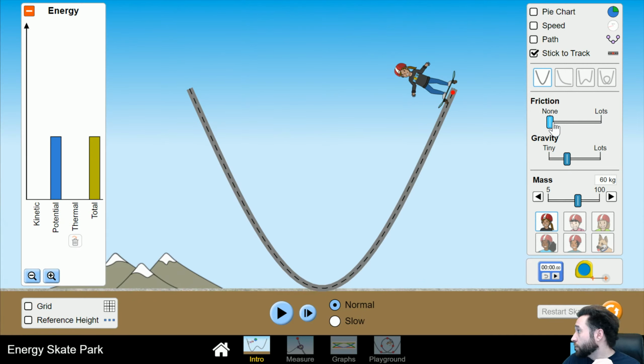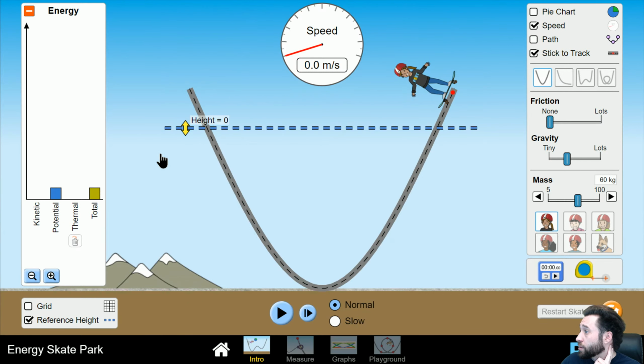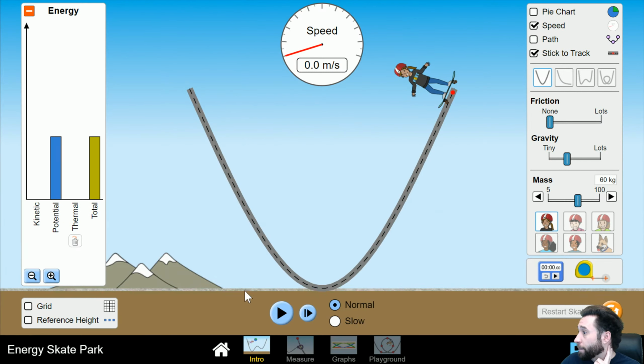All right, so friction is off. Stick to the track. Put the speed up there. All right, so when I hit play, what I want you guys to see, so the reference height, yeah, okay. So the total amount of energy will not change. But when I hit play, you'll notice that the amount of potential energy, in this case it's gravitational potential, will be converted into kinetic energy, which is the energy of motion, as the skateboarder goes down the ramp and then back up. So I'm going to play that.